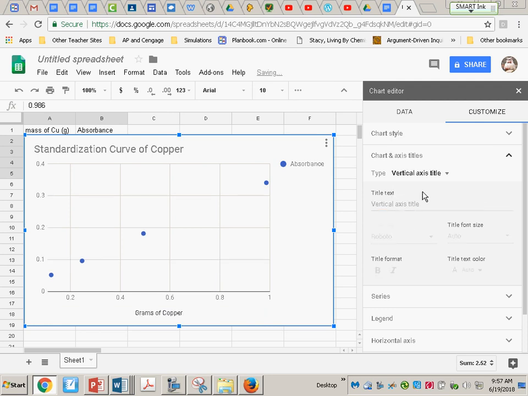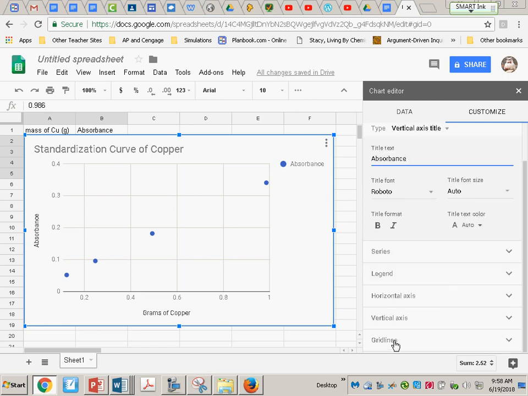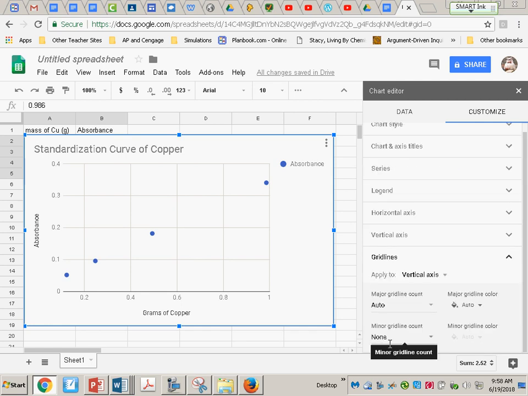And the y-axis is absorbance. Okay, cool. So now that has appropriate titles. That's good. You always want to have titles. I like to then go down to grid lines. I like to add in grid lines because it doesn't add in really small ones.